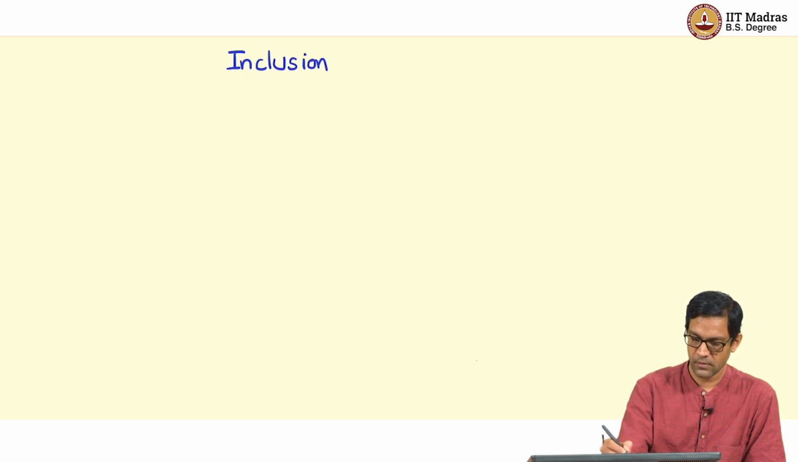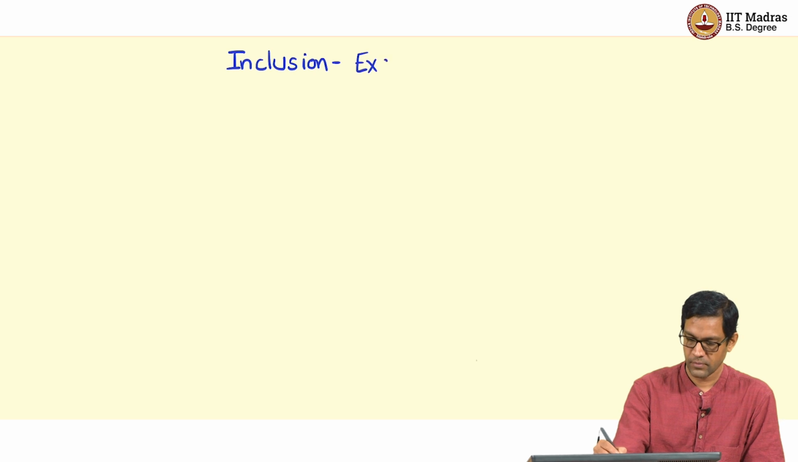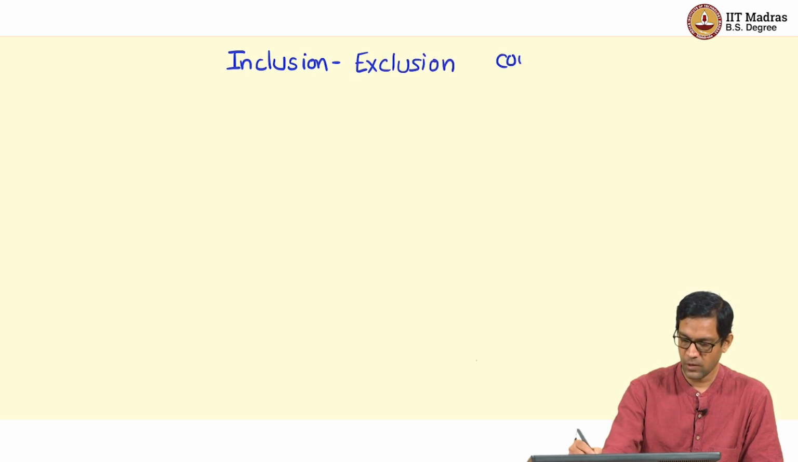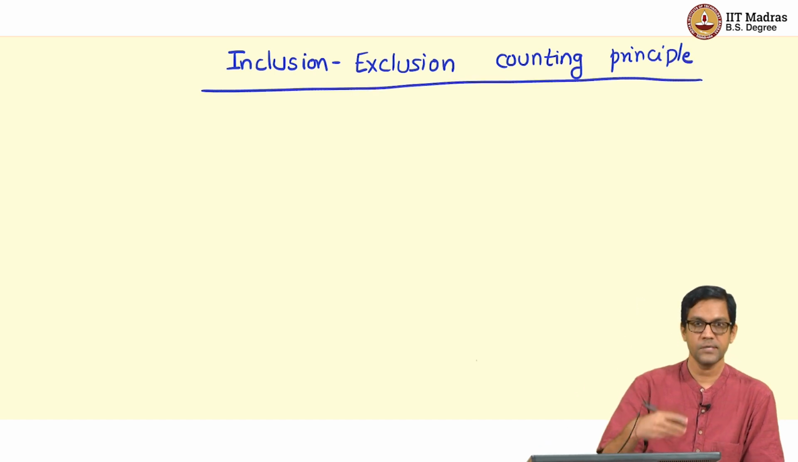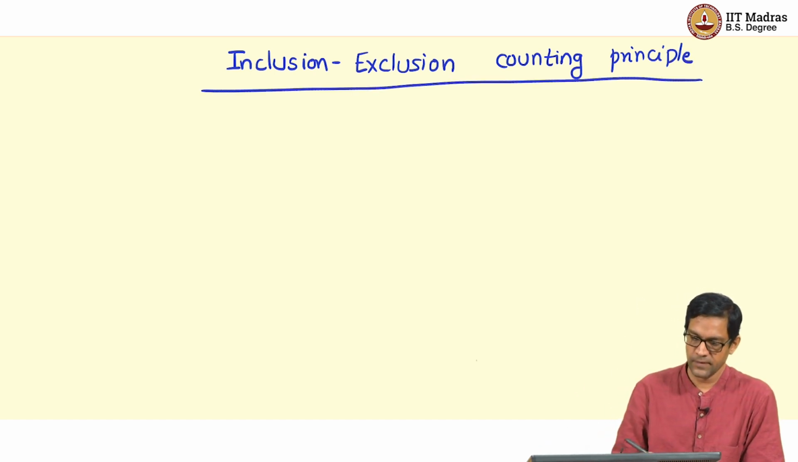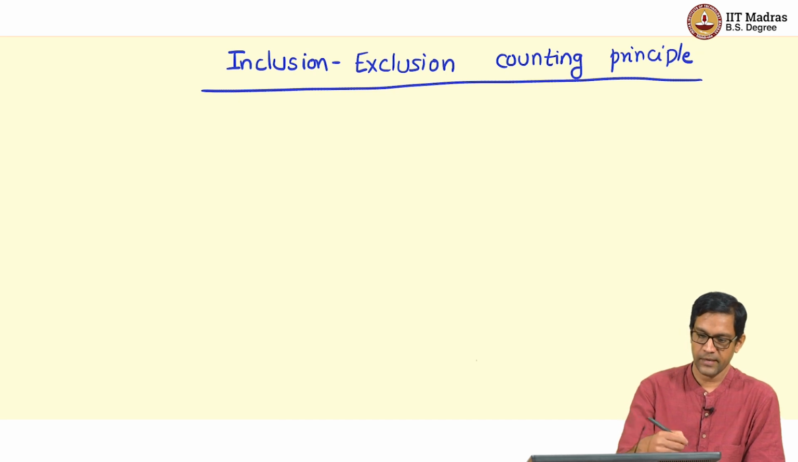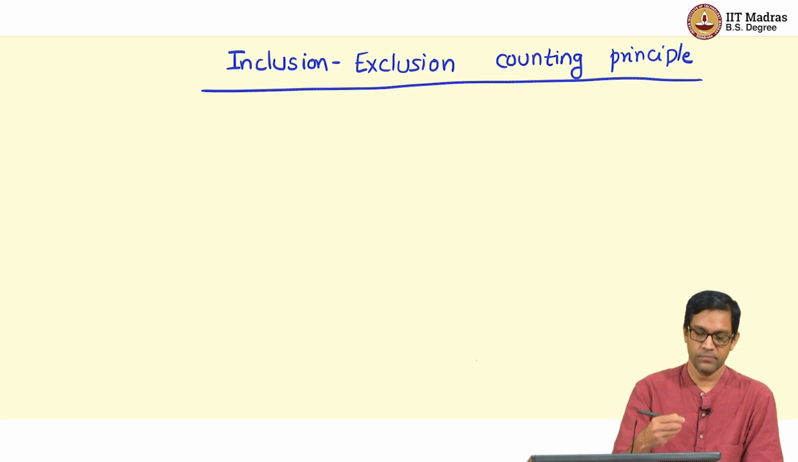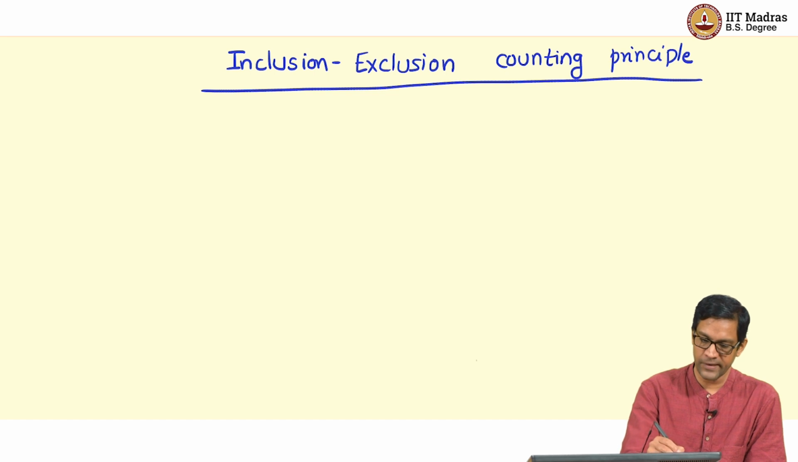Okay, today we will talk about what is called the inclusion exclusion principle. It is a counting principle which allows us to count numbers of various kinds of things. So, let us start by considering what is likely to be a very familiar example.